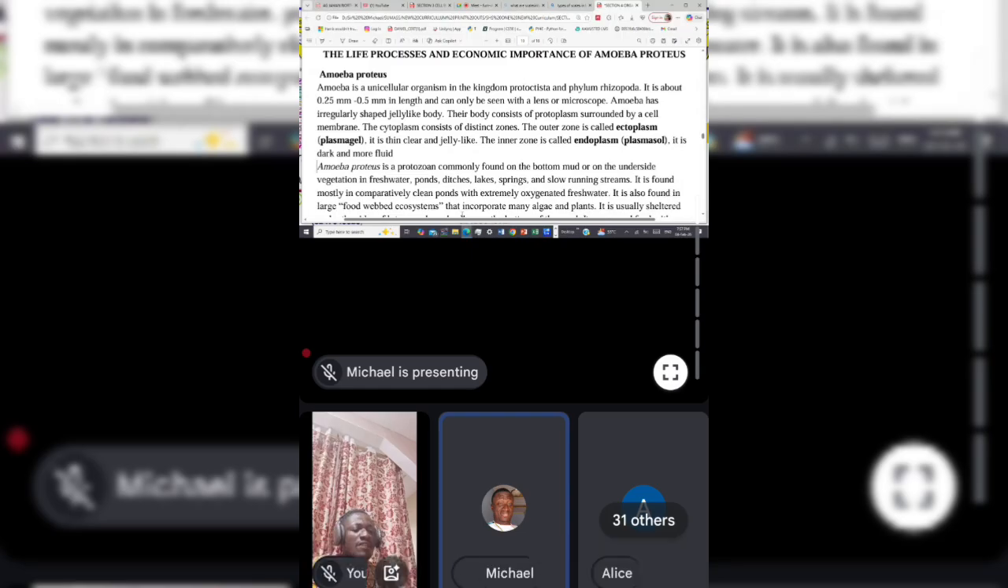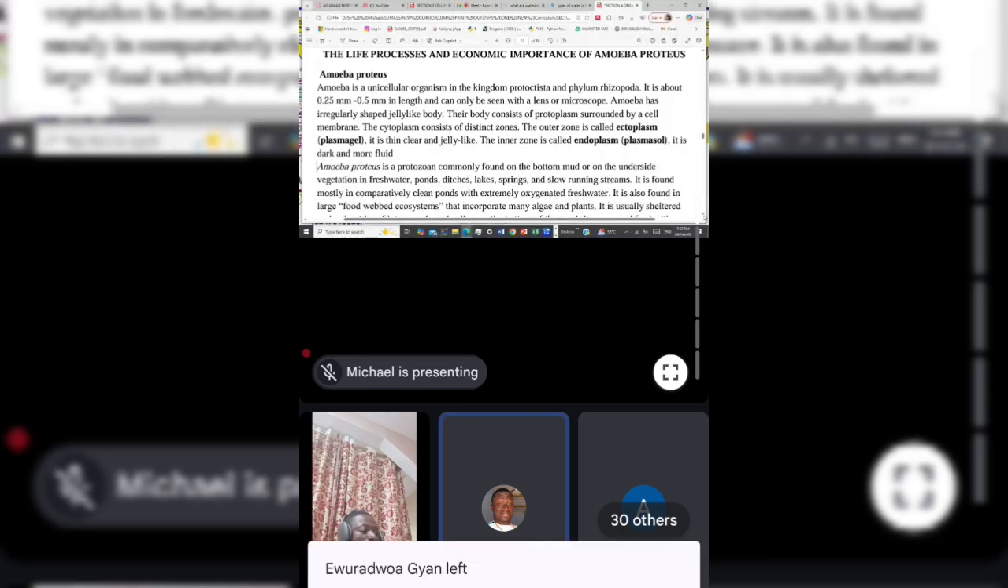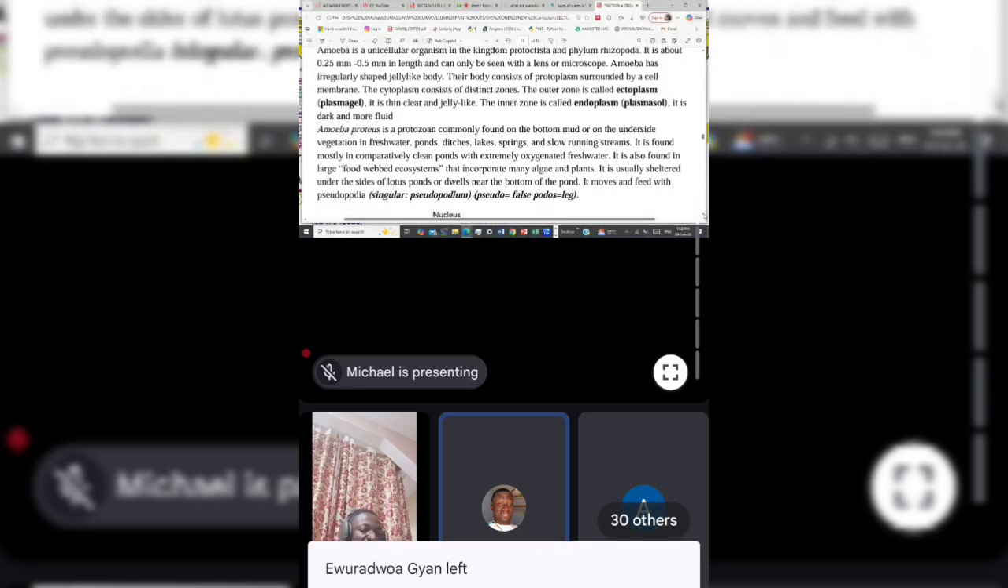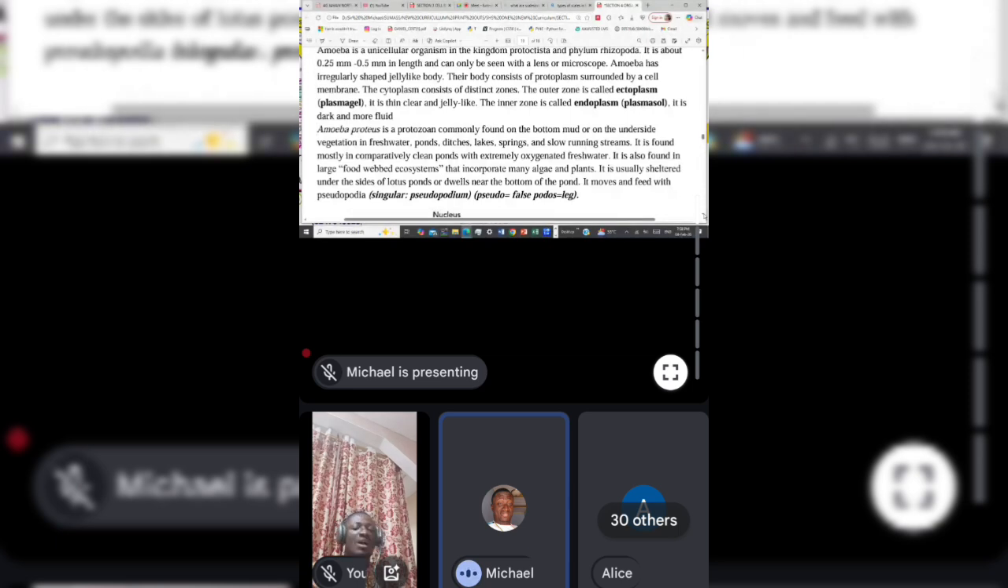So it is found mostly in comparatively clean ponds. When the pond is very clean, amoeba could be there. It is found in comparatively clean ponds with highly oxygenated fresh water. It can also be found in a large food web ecosystem with other organisms. So it can survive in a clean environment where there are no competitors, or even in a very crowded ecosystem. Amoeba can also have a place in such an environment.